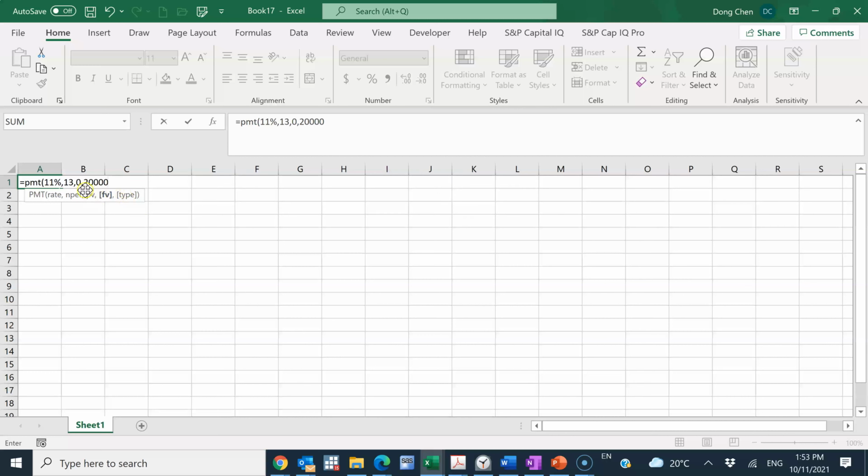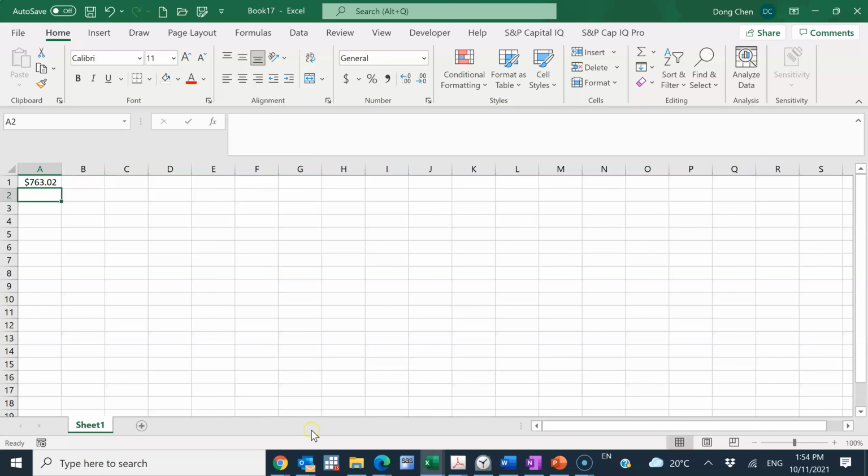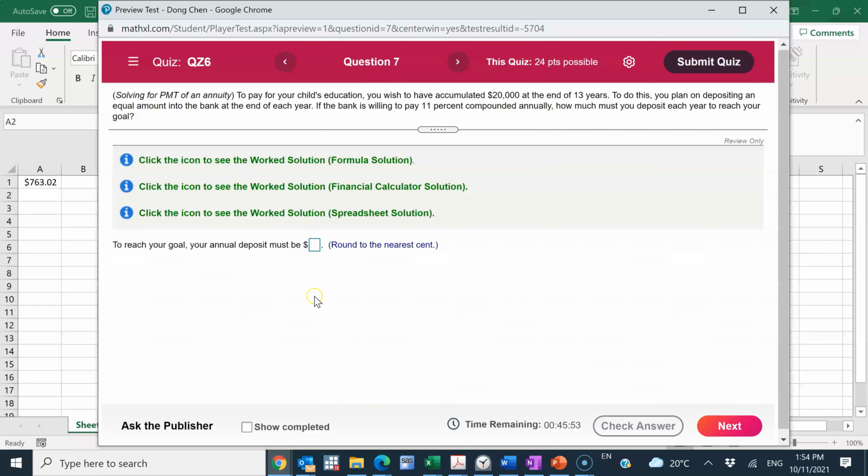And if we just keep the $20,000 as it is, which means we're keeping a positive future value, then we're going to get a negative payment. So if we want a positive payment, we can just add a negative sign in front of this amount and then close this. Then we just need to check the rounding requirement: round to the nearest cent.